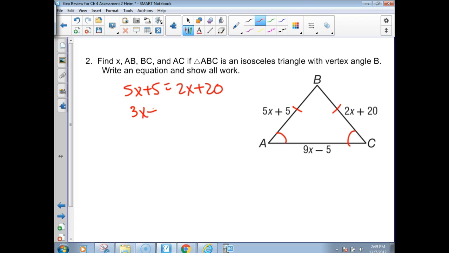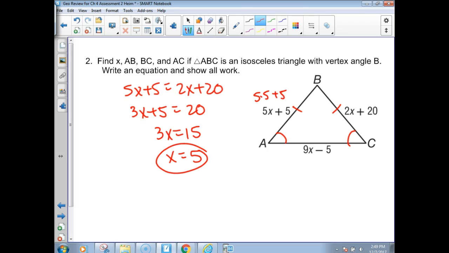Subtract 2x. I'm not going to show every step. Subtract 5, divide by 3, and we get x is 5. And then you would be plugging back in 5 in here to tell me what the length of the sides are. I don't even know if there's a question just like this, but it could be. So 5 times 5 plus 5, that'd be 30. And then 2 times 5 plus 20 would be 30.